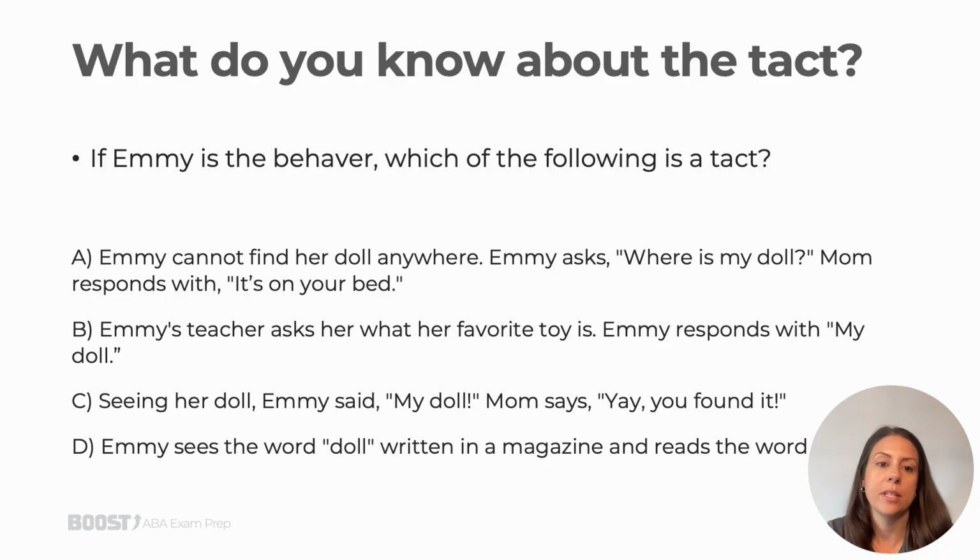So here are the answer choices. I won't read them all right now because we're going to go through them one by one. But to reiterate the mission, we are looking for an answer choice that includes a non-verbal SD as the antecedent and a generalized conditioned reinforcer as the consequence.